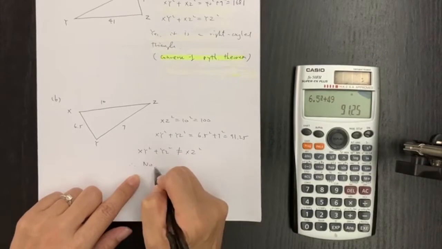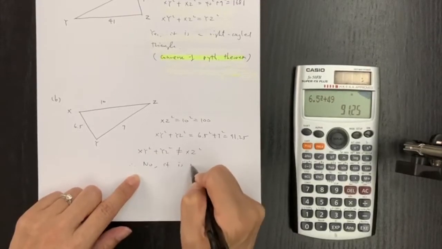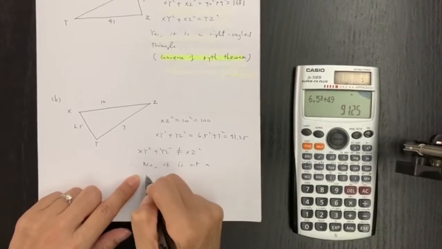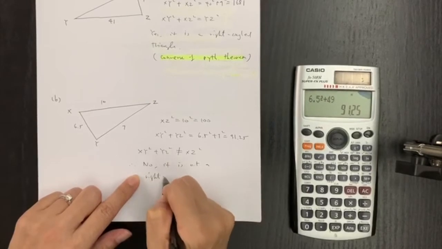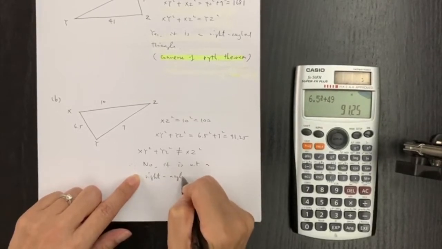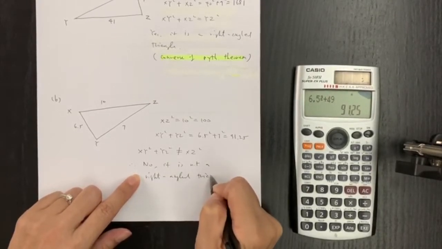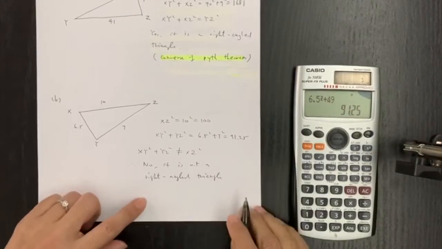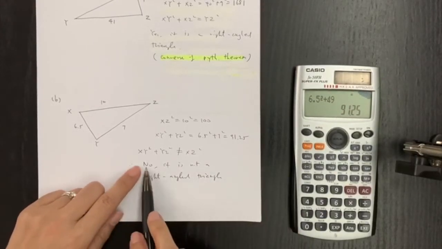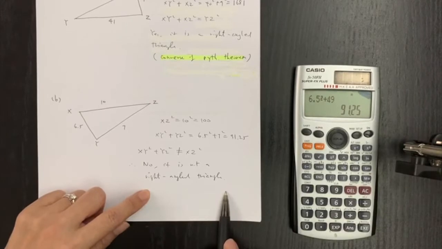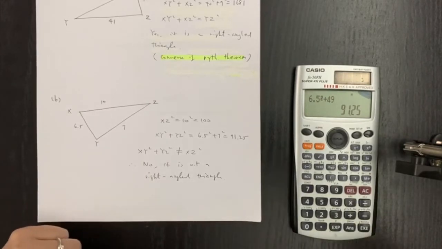Okay, no, it is not a right-angled triangle like that. So therefore, since the answer is no, we don't have any reference for that.